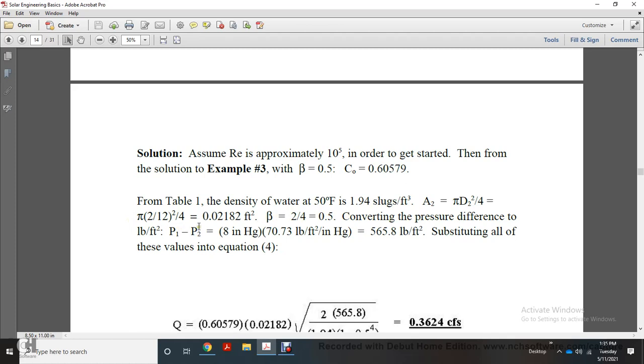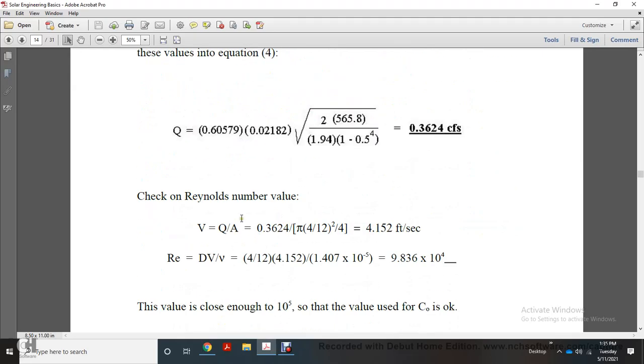Converting the pressure differential to pounds per square foot, pressure 1 minus pressure 2 is 70.73 pounds per square foot, or 565.8 pounds per square foot. Substituting all these values in the equation, we check the Reynolds number value. V is equal to the quantity divided by the area, which is 4.152 feet per second.